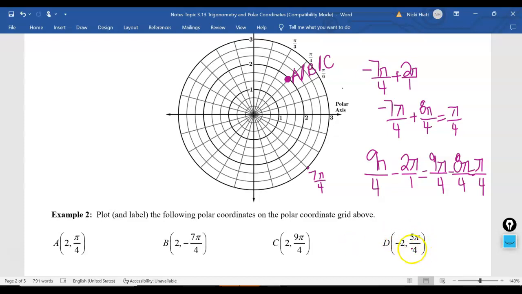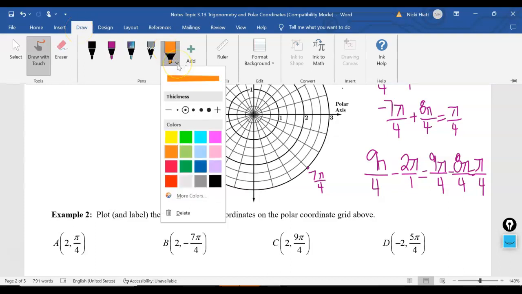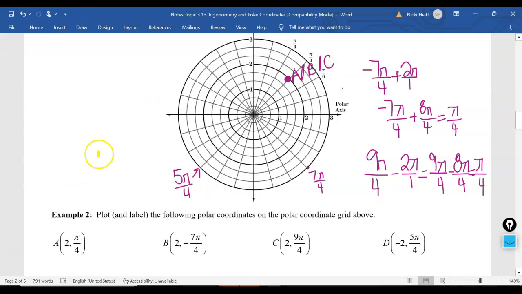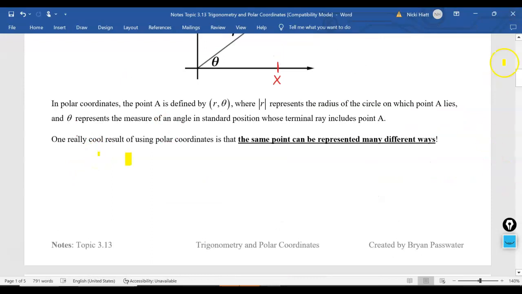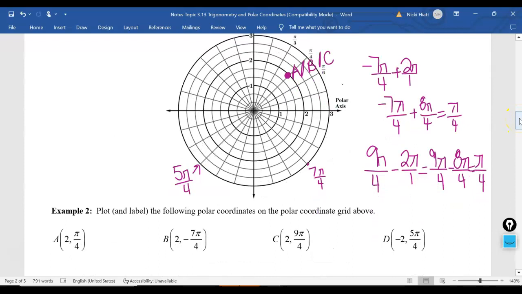And so this will get us into having a negative radius. So 5 pi over 4 on your unit circle is over here. Right here is 5 pi over 4. That's this right here. And I'm going to highlight 5 pi over 4 here. Let's use the yellow. 5 pi over 4 is right here. But earlier, I was highlighting all the way across.